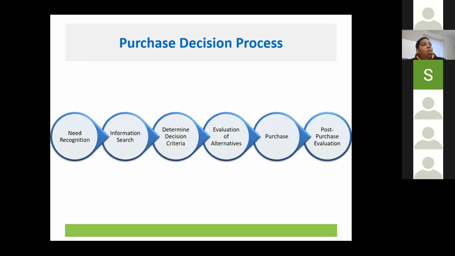All right, so this is the whole decision-making process. Go from need, search out information. Based on that information, you determine what are your deal breakers, what's most important for you, evaluate the alternatives of what's left, make a purchase, post-purchase evaluation. Any questions on this?